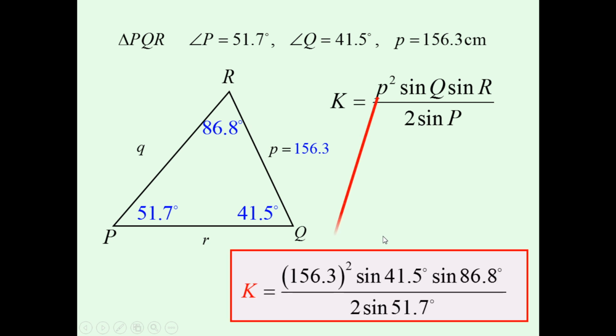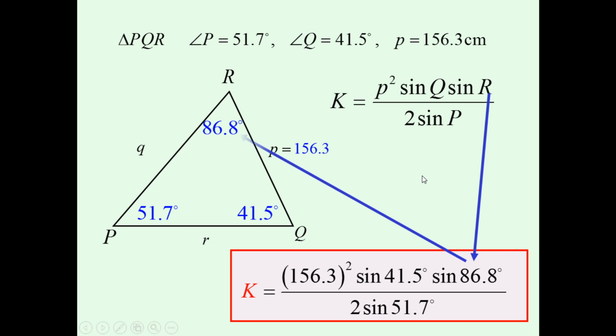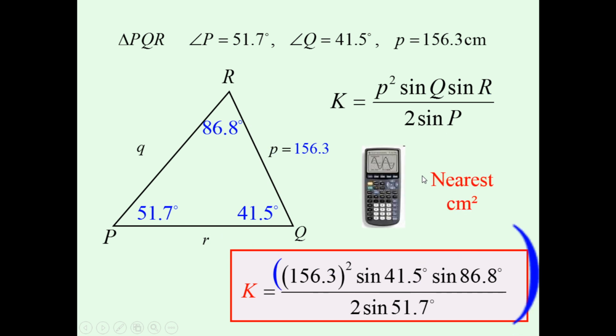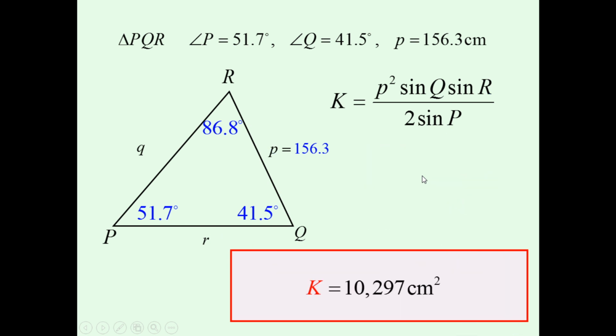And now by plugging in the numbers, here's what we found. So 156.3 quantity squared times sine of 41.5 times sine of 86.8, all over the quantity of 2 sine of 51.7 degrees. And then you just put it into the calculator. Let the calculator do all the work for you. So here's what we found. Put in parentheses, we do have 10,297 square centimeters.